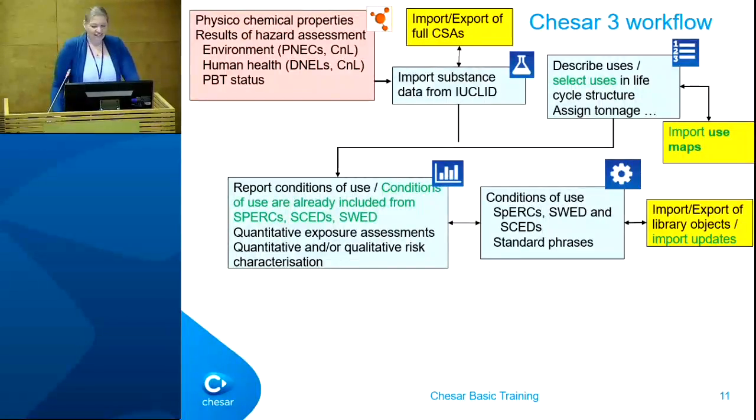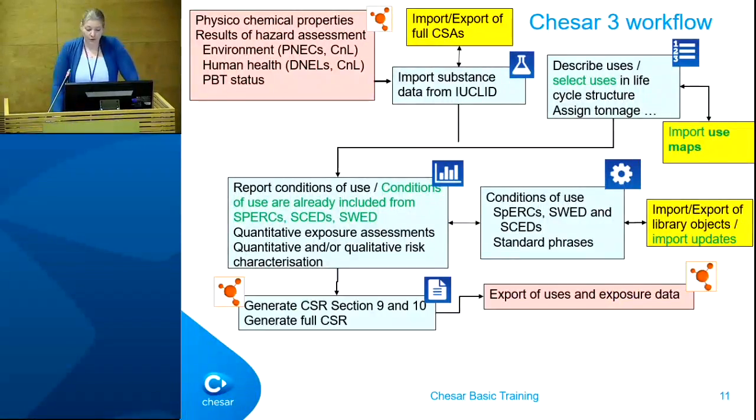So just to give you a first overview of how everything fits together. In box 3, you have done your exposure assessment, but of course you want to report the results of that. So you go to box 4 and you generate your chemical safety report. There is a possibility to generate just sections 9 and 10, which are the parts which you made with Chesar. But there is also the possibility to, first of all, export your uses and exposure data to Euclid, which will then pre-fill section 3.5 of the substance for you.